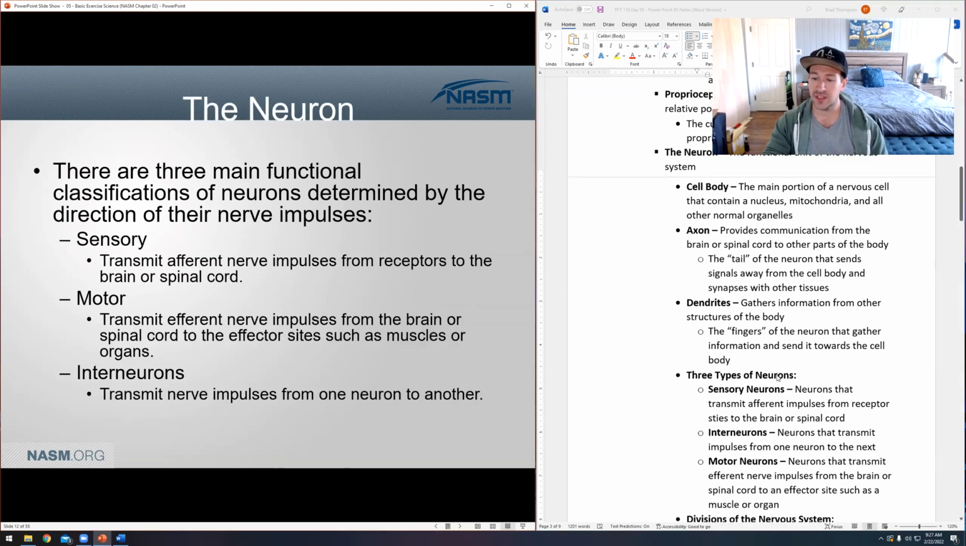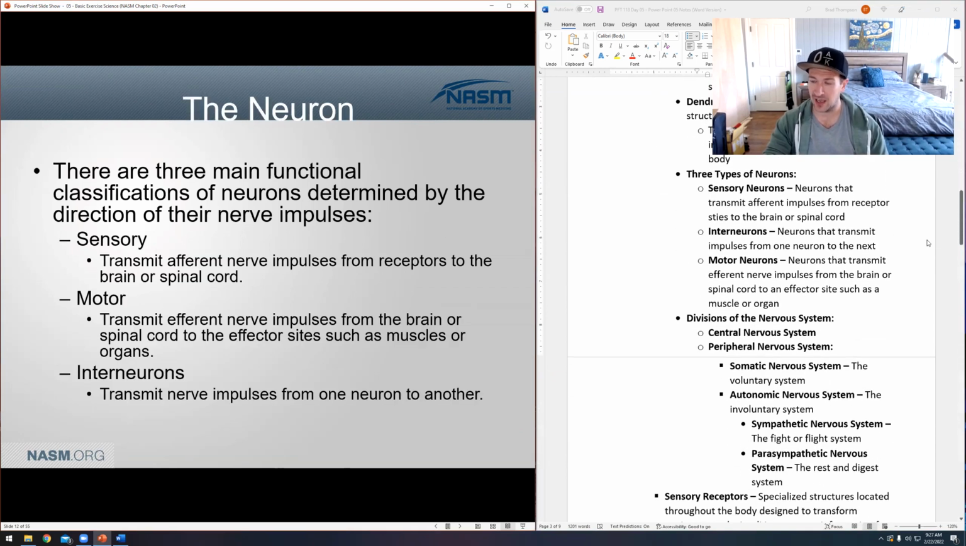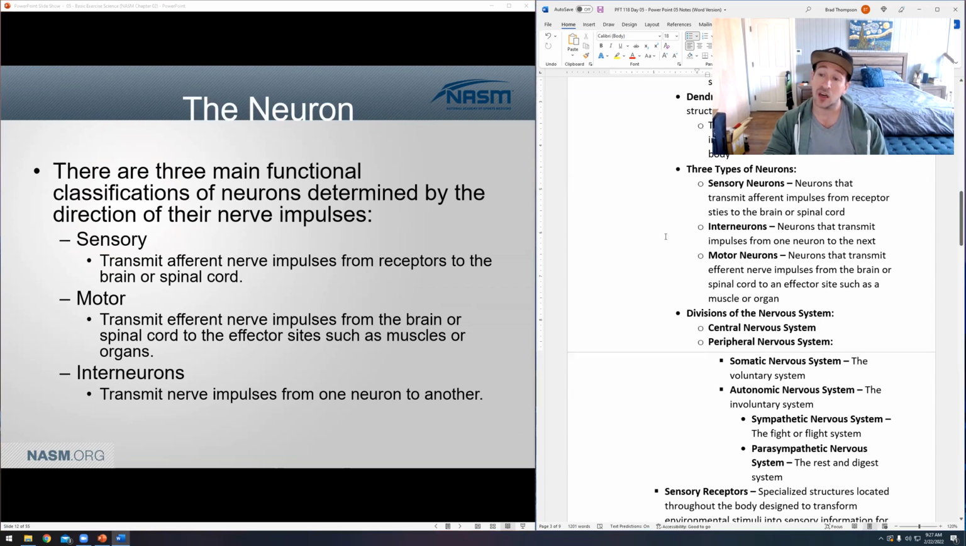Those are the different pieces of an individual neuron. Now, there are going to be different types of neurons in the body, right? We talked about this on Friday. You've got sensory neurons. Sensory neurons are neurons that transmit impulses from an effector site to the brain, right? They're in charge of sensing stuff, right? So when you touch something, sensory neurons are getting that information to your brain. And then interneurons are actually going to allow that to travel.